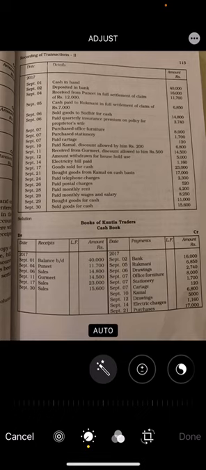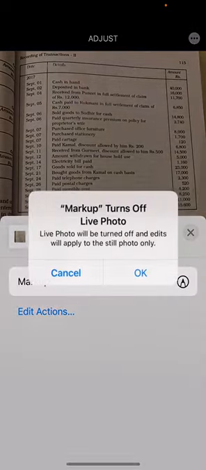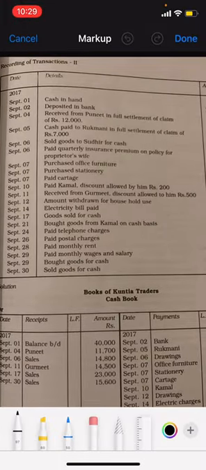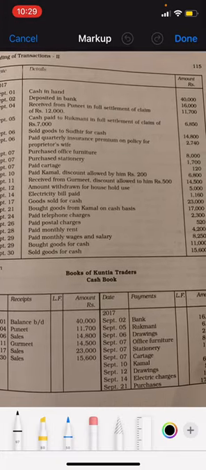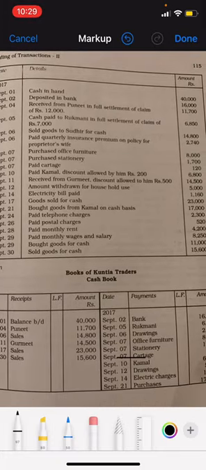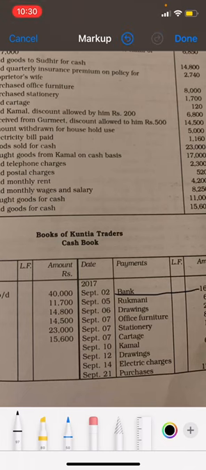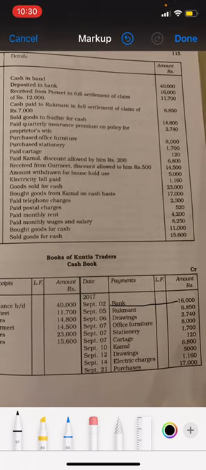Okay, and next item is deposited in bank 16,000. So when cash is deposited in bank, the journal entry is bank account debited to cash account. So bank account is debited and cash account is credited. So on the credit side of your cash account, you have to write bank. Okay, can you all see here? Correct? Date is September 2.